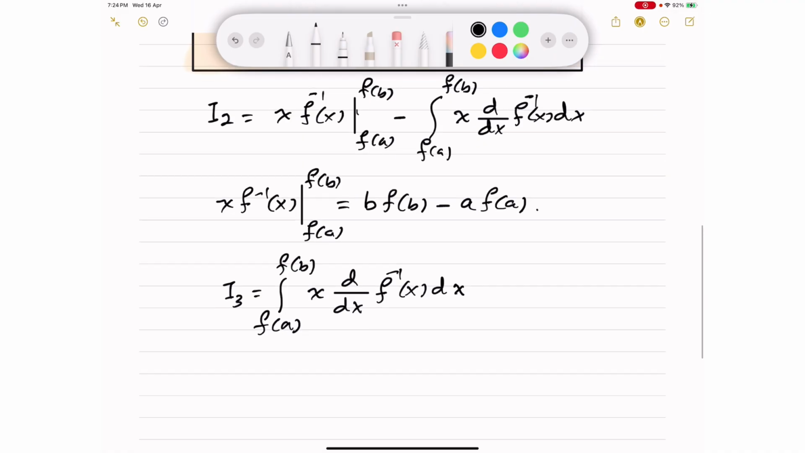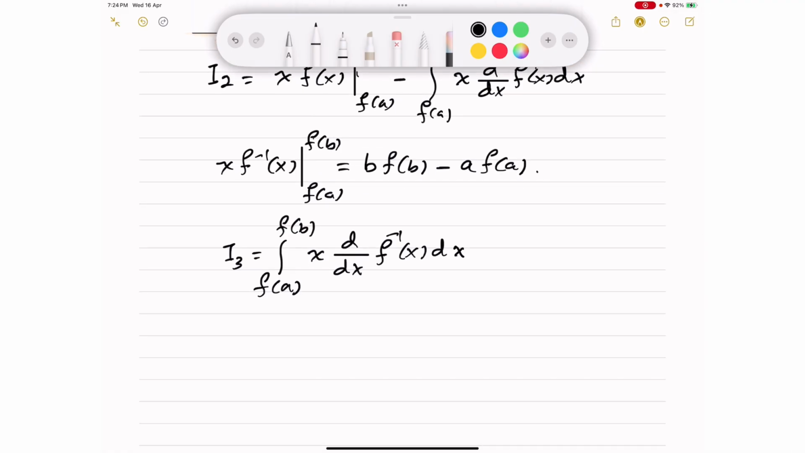So in order to evaluate I3, I will simplify it because it's hard to deal with the inverse. Let w equal f inverse of x. And then let's take f of both sides, so that leaves us with f of w equals x.